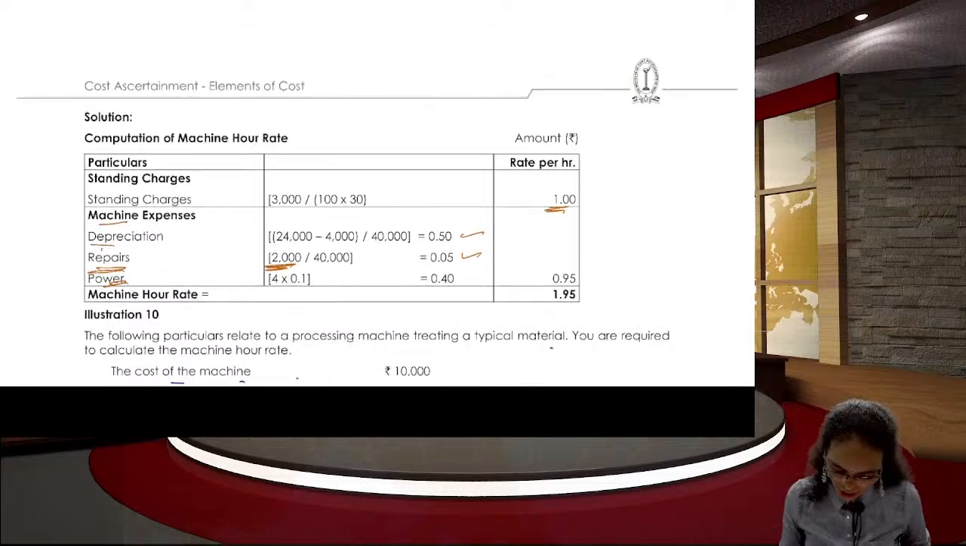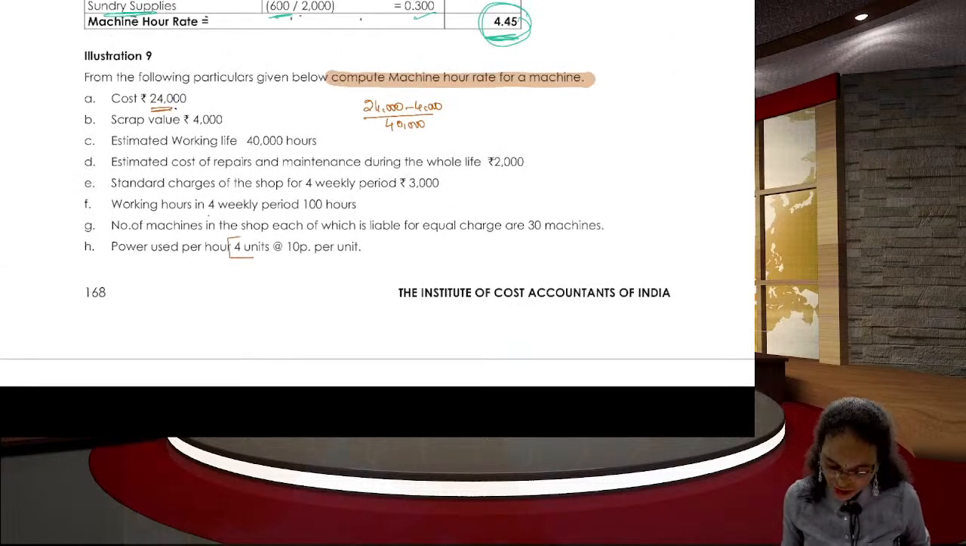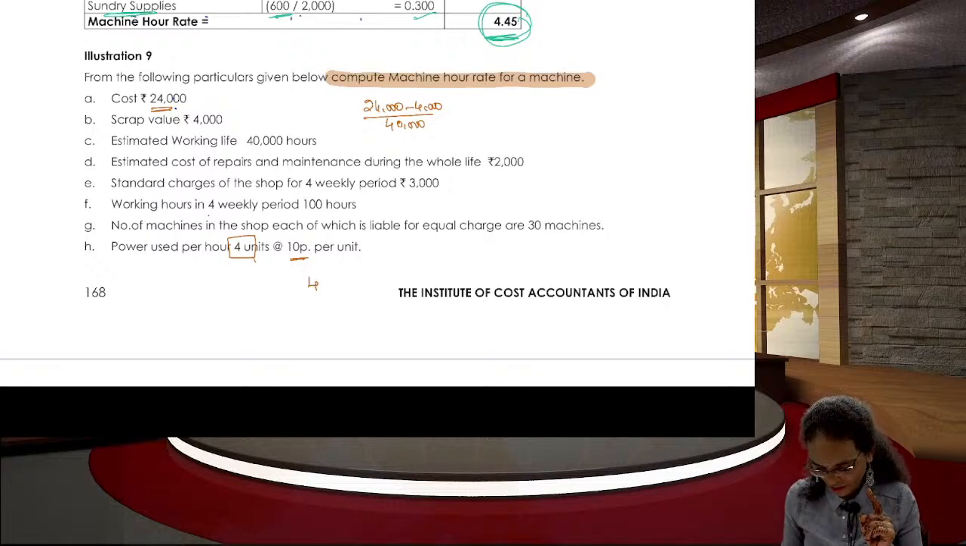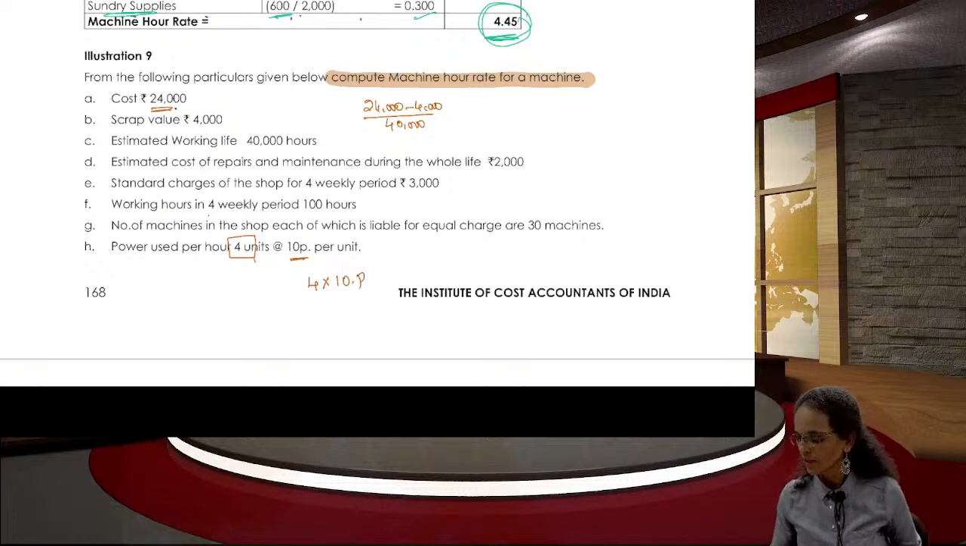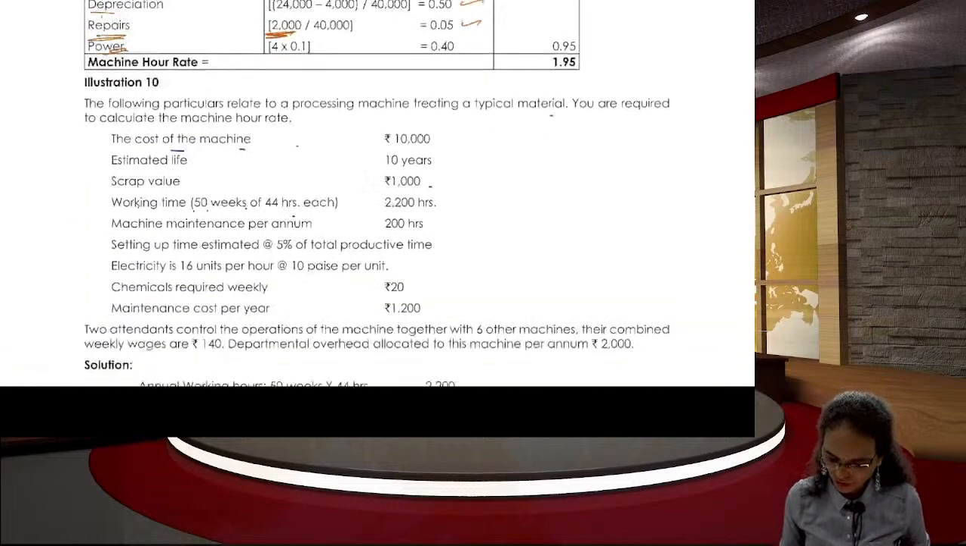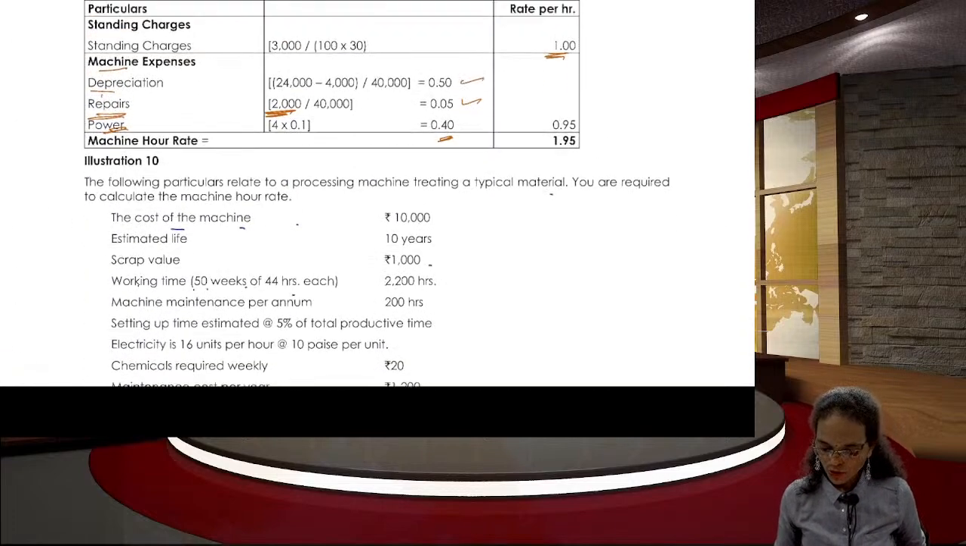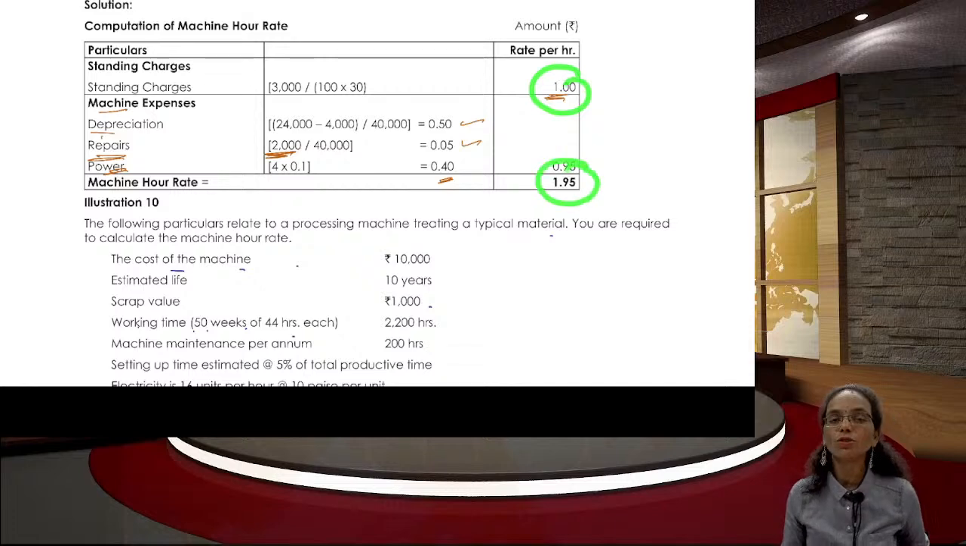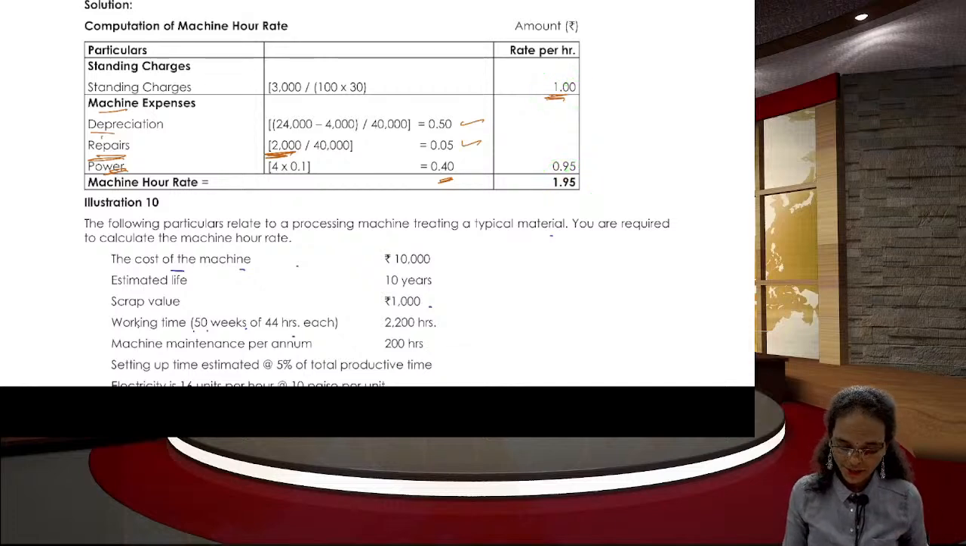And the power is given as 4 units per hour. For 1 hour, 4 units, and the rate is 10 paisa per unit. So that is nothing but 4 into 0.1, which is 0.4. You got 0.4. So this one is the variable portion and the other is the fixed portion. Put together, you will get the machine hour rate.